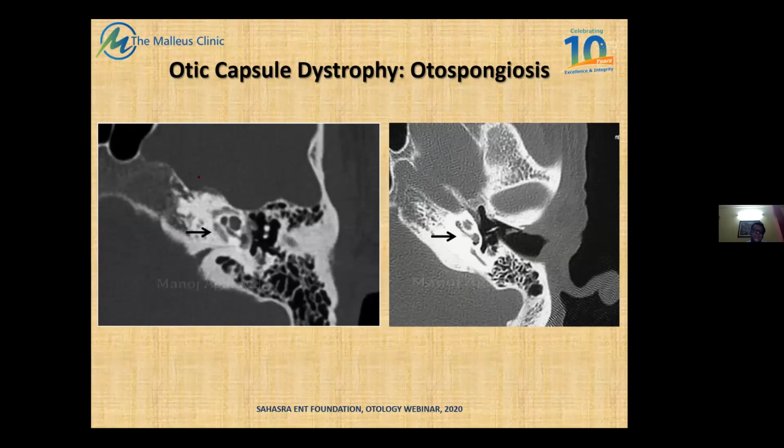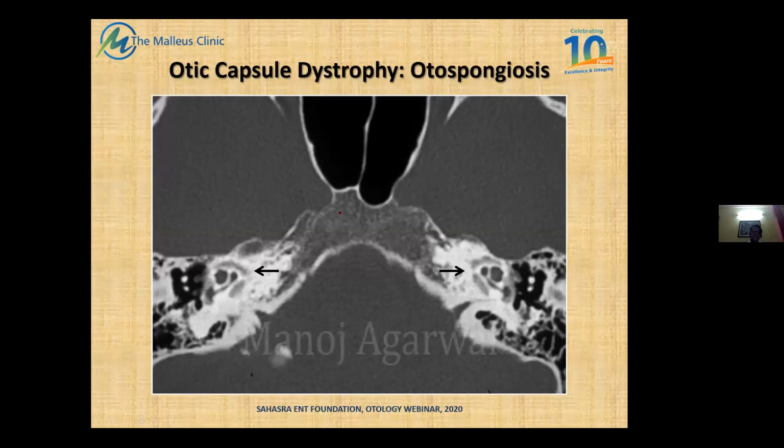Another view, axial view, same patient. This is the actual cochlea, this is the interscalar septum, and this is the demineralization around the cochlea, both anteriorly, laterally, and medially. Compare it to the normal side. So this is the double cochlea sign. Bilateral, same patient, both sides, you can appreciate the demineralization around the entire cochlea, on the left and on the right side. So this is the double cochlea sign.